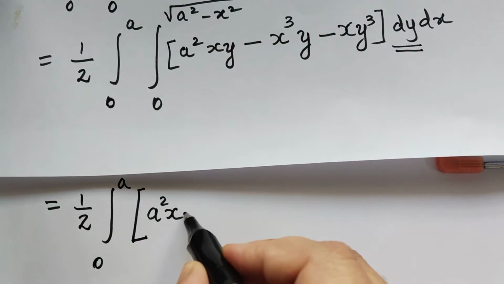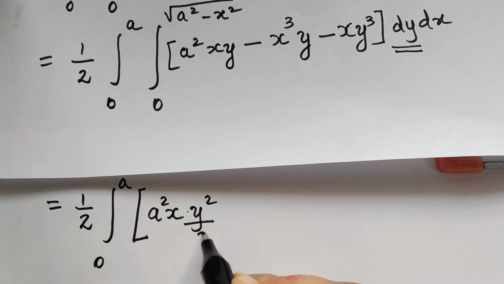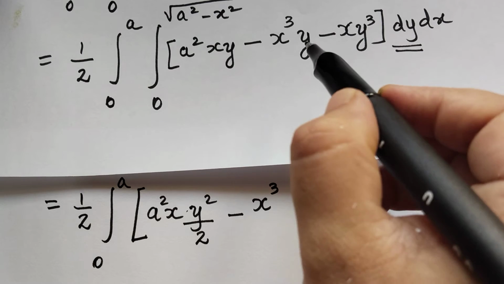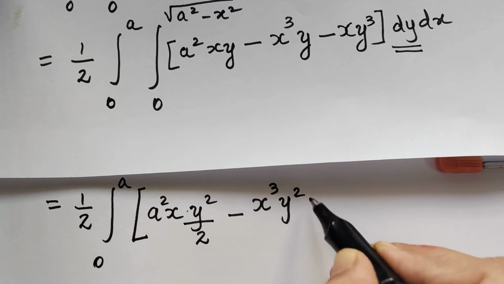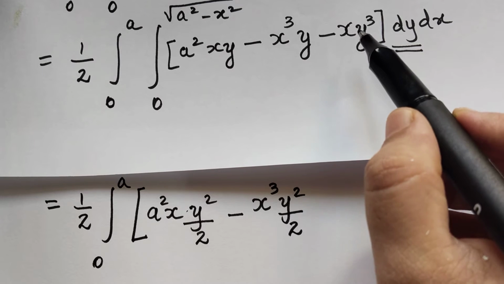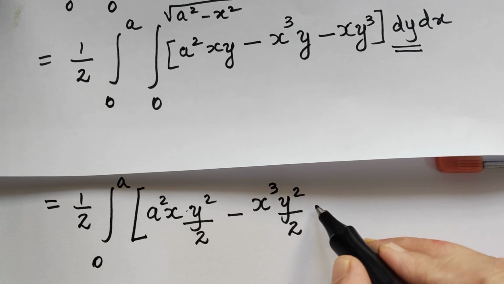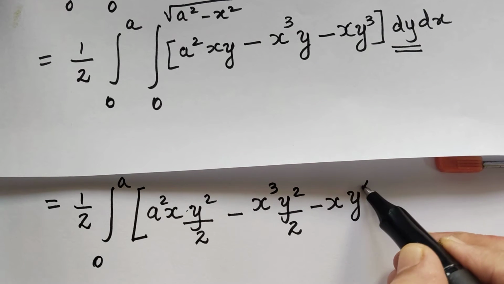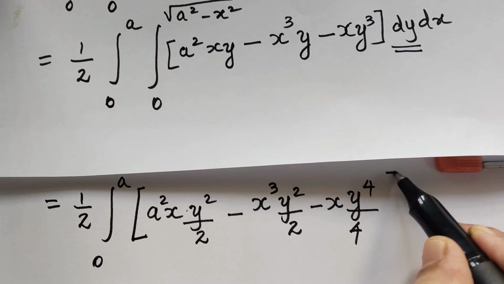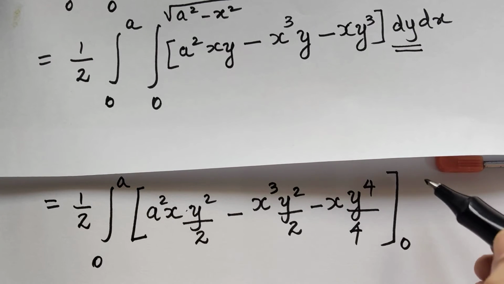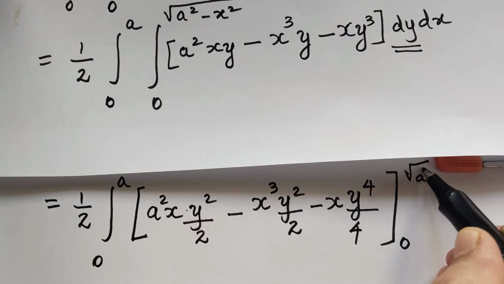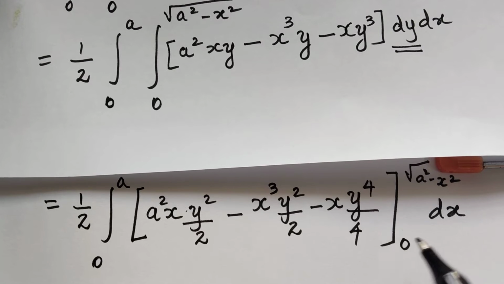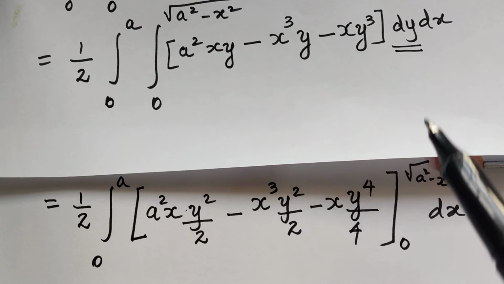And what is the integration of y? It is y square divided by 2. Minus x cube will be treated as constant, so it will come as it is, and the integration of y is y square divided by 2. And then we have x y cube, and x will be treated as constant, so minus x will come as it is, and the integration of y cube is y to the power 4 divided by 4. And this is between the limits 0 to square root of a square minus x square, and then we will be having dx. So this is after integration with respect to y.